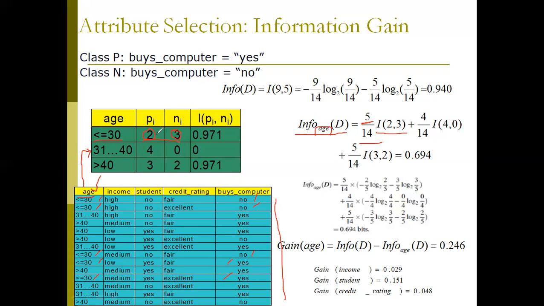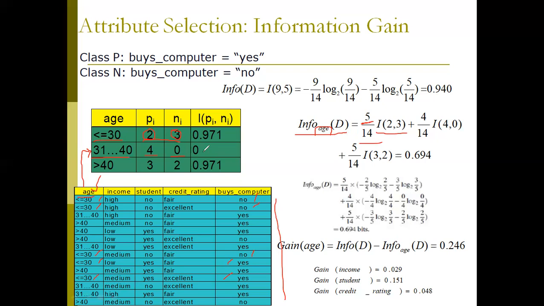2 is yes, 3 is no, plus. Now if you take age 31 to 40, how many yes records are there? How many no records are there? Yes records are 4, no records are 0. You may say that this particular node is called a pure node. You can represent this as a child node or external node. From this we can't go for any further splittings. This is a pure node, not an impure node.